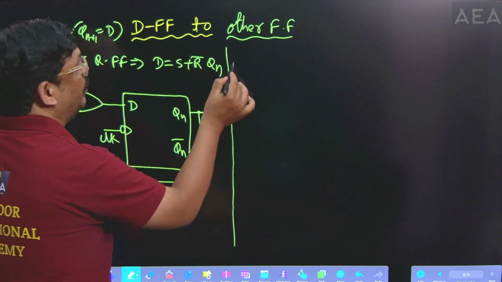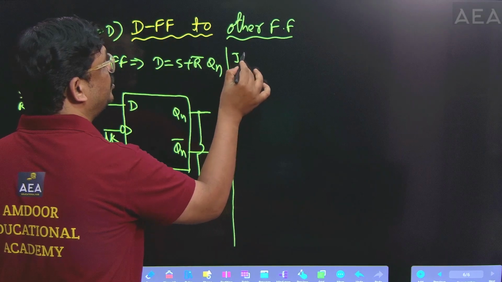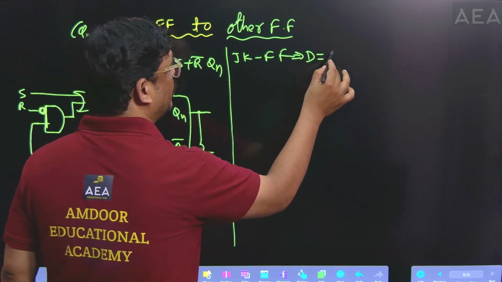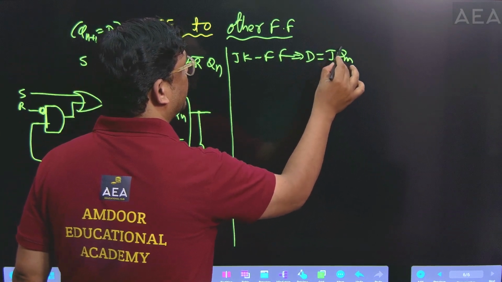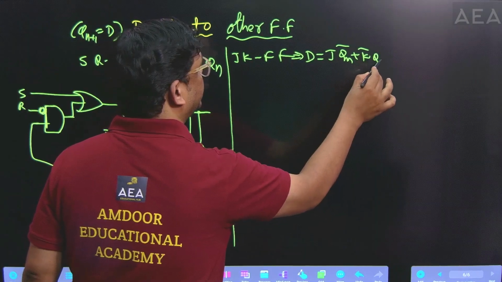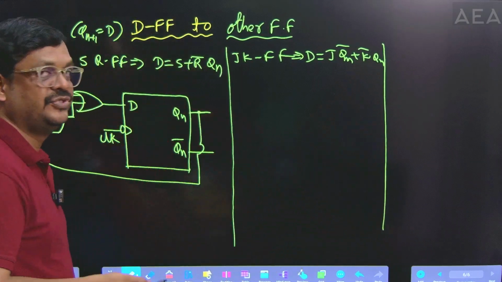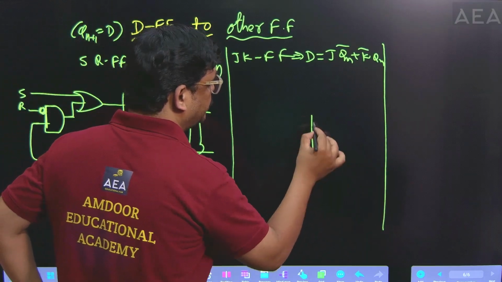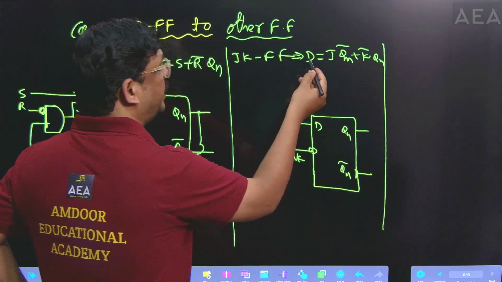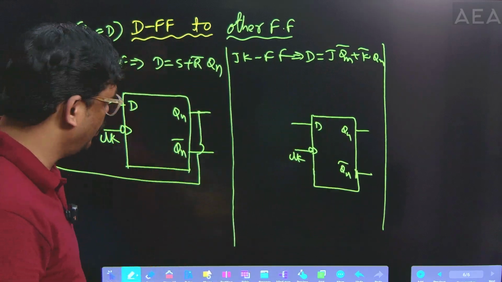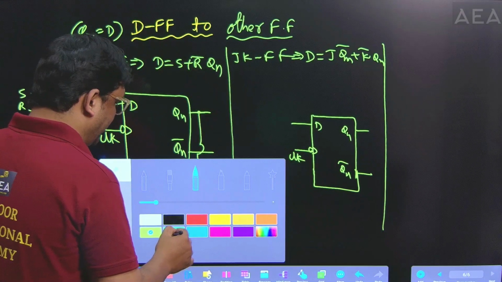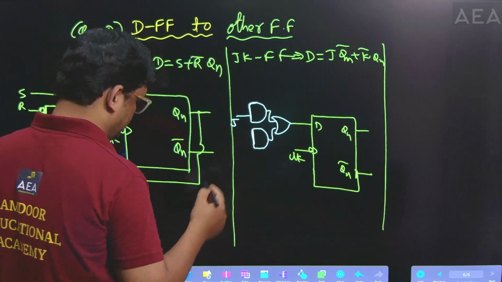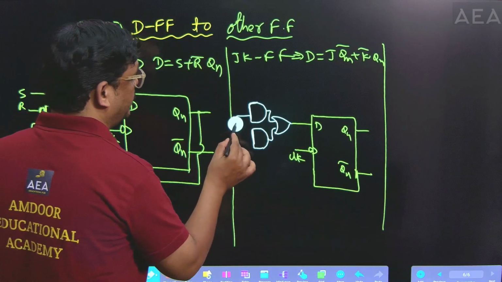And similarly, I want to convert this delay flip-flop to JK flip-flop. How to convert? Let us write D is equal to J Qn bar plus K bar Qn. This one is the standard characteristic equation of JK flip-flop. So just draw that one. For that purpose again I'm taking the delay flip-flop. Then draw D is equal to J Qn bar plus K bar Qn. It requires two AND gates and one OR gate. J Qn bar. So J input I'm connecting here.